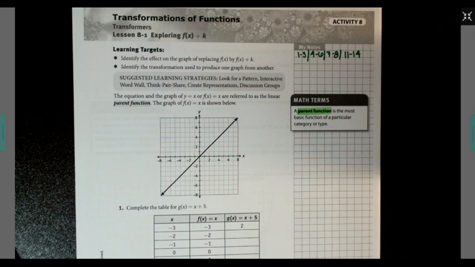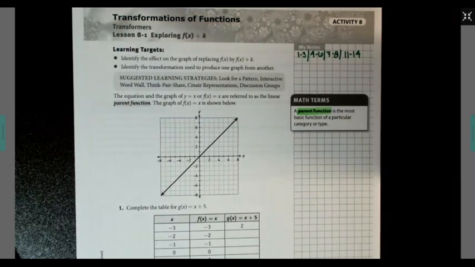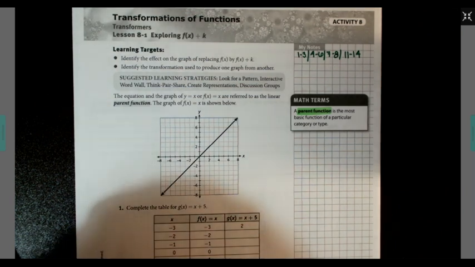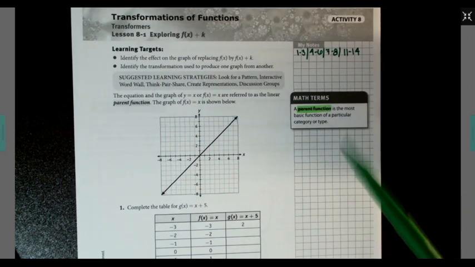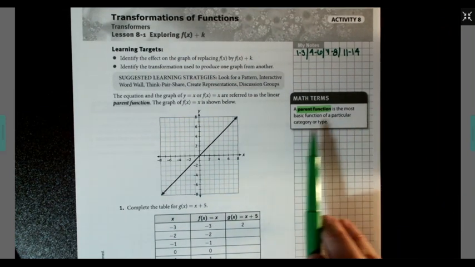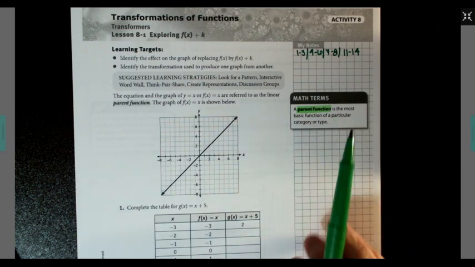The equation of the graph of y equals x, or f of x equals x, is referred to as the linear parent function. The graph of f of x equals x is shown below. Math term: a parent function is the most basic function of a particular category or type.